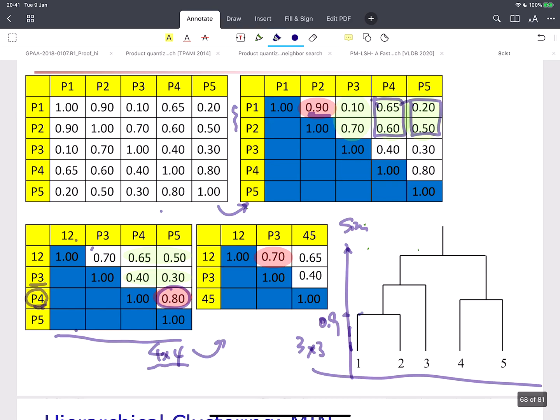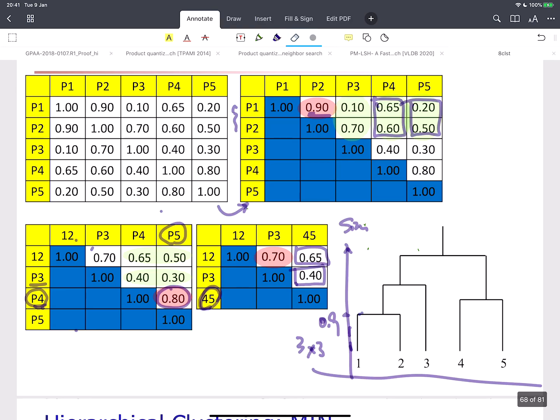0.8 actually means P4 and P5 need to be merged together. So that's why you actually have a 4, 5, right? And by the same token, you need to work out everything related to 4, 5, which in this case is this cell and this cell. Okay, so you need to work out how you get 0.65.